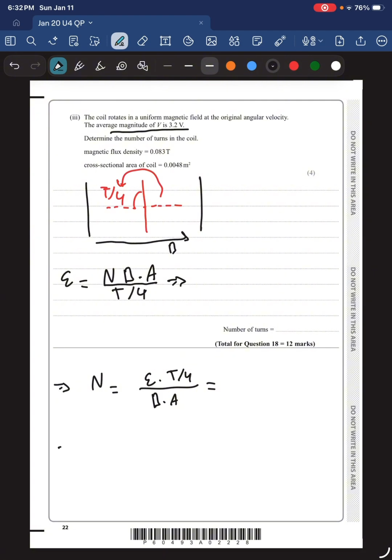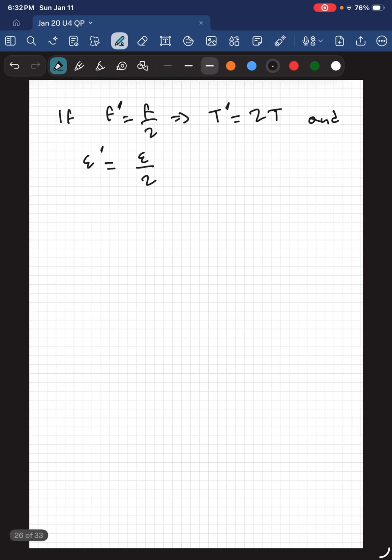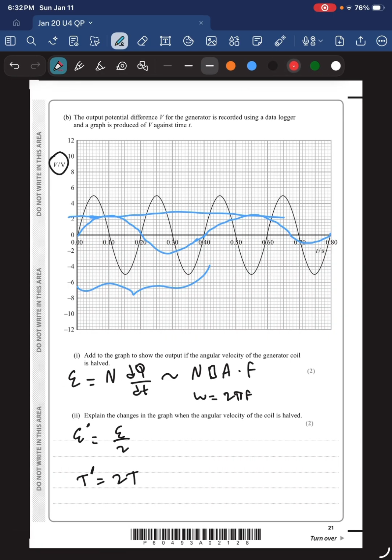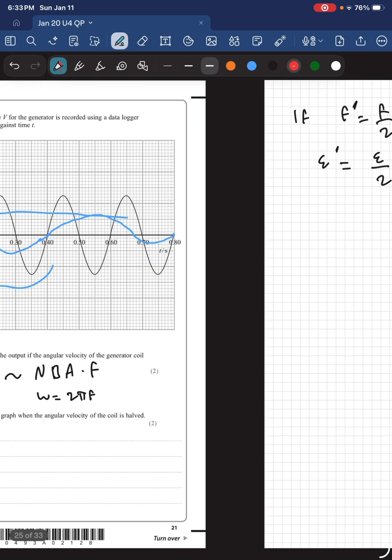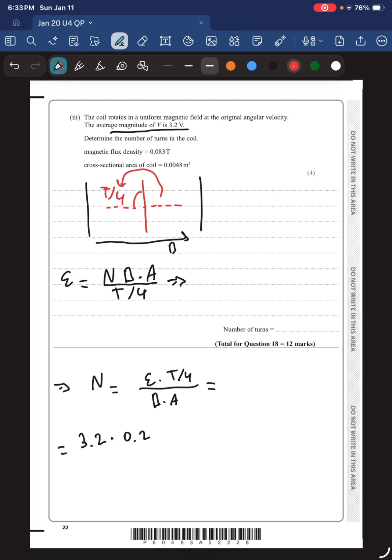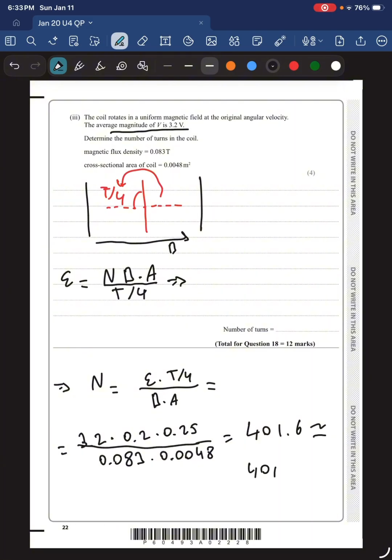And if we plug in numbers, we have 3.2 times 0.2 seconds. The period you can find from the graph, and you see that one period is 0.2 seconds, okay? And then we have to divide that by 4, which is 1 over 4, 0.25. And then divide by B, which is 0.083 teslas, and then A is 0.0048 square meters. So this gives you 401.6 turns, which is about 401 turns. Okay, and that's the answer.